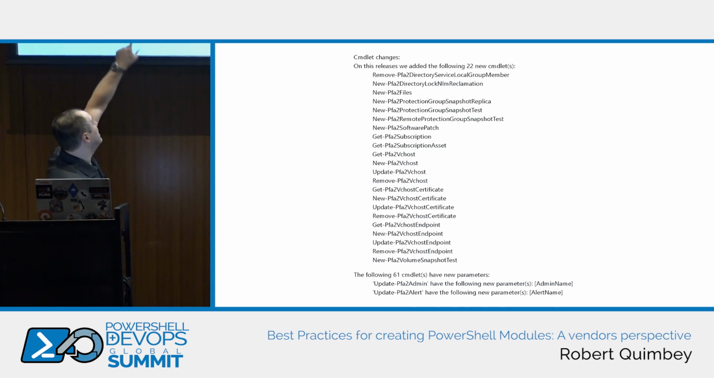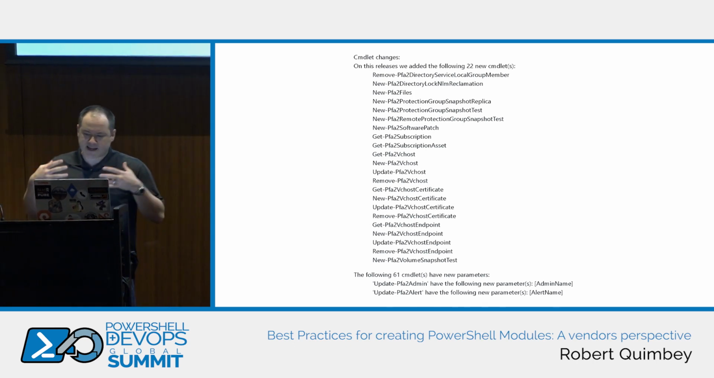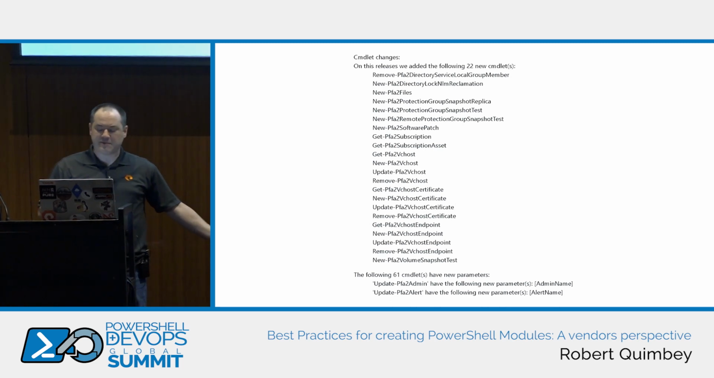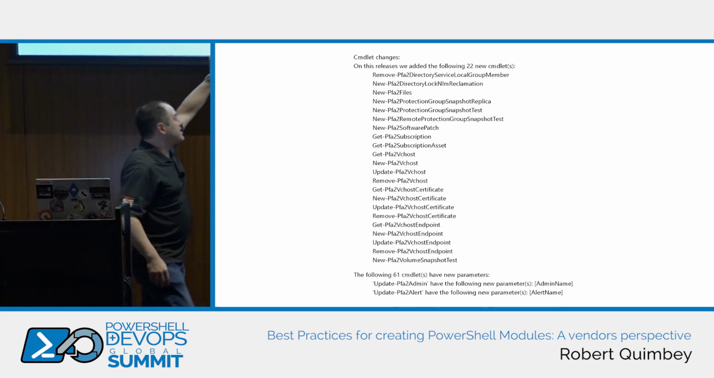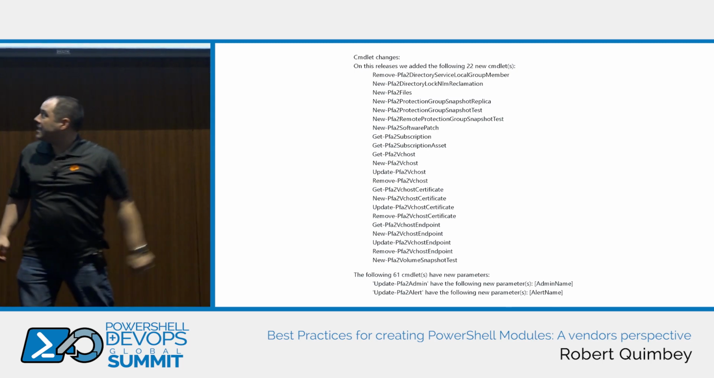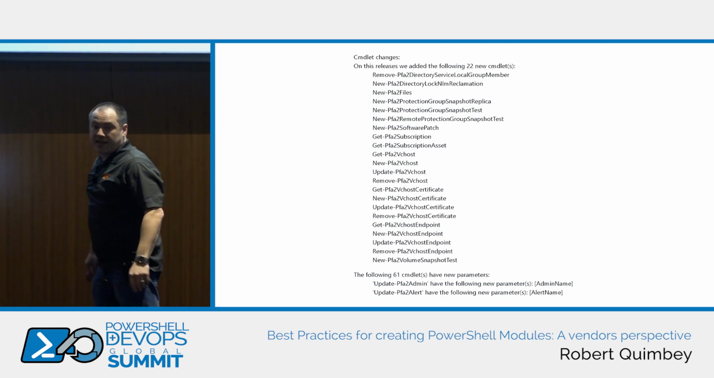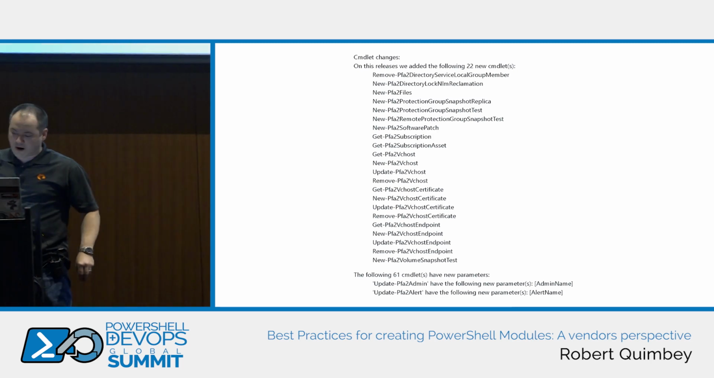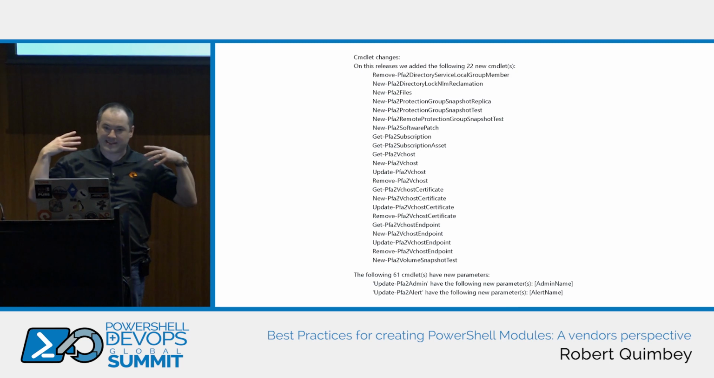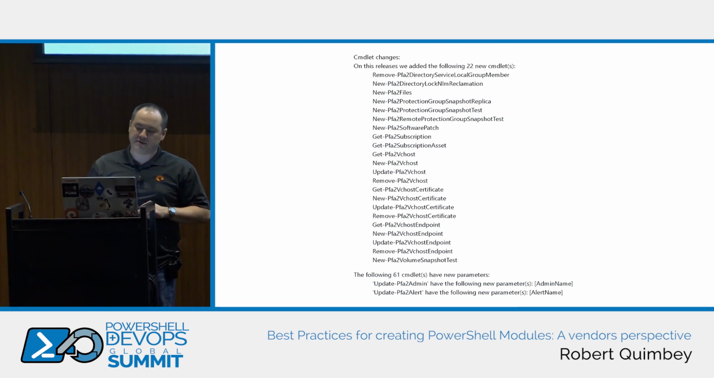Here's an example. At the top, it's too small to read, but it says commandlet changes. On this release, we added the following commandlets. It happened to be 22. Then it says these commandlets have new parameters. Here it's saying, hey, admin name is a new parameter. And then if I had another 4 pages, you'd see commandlets that had 2 new parameters, or commandlets that had parameters removed.